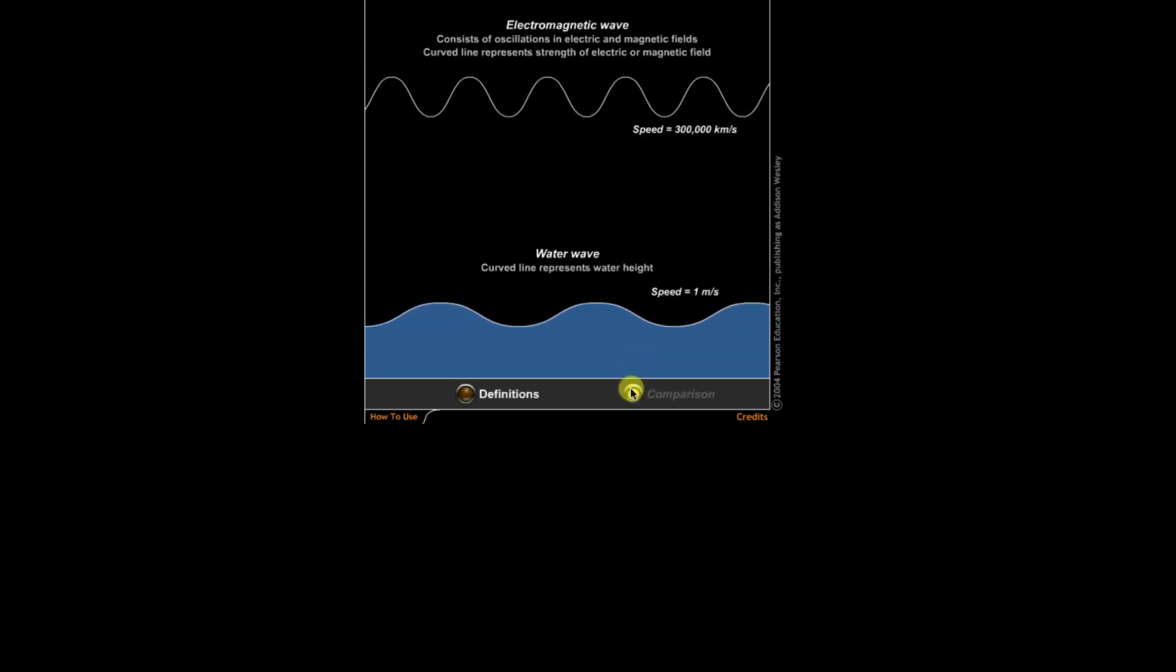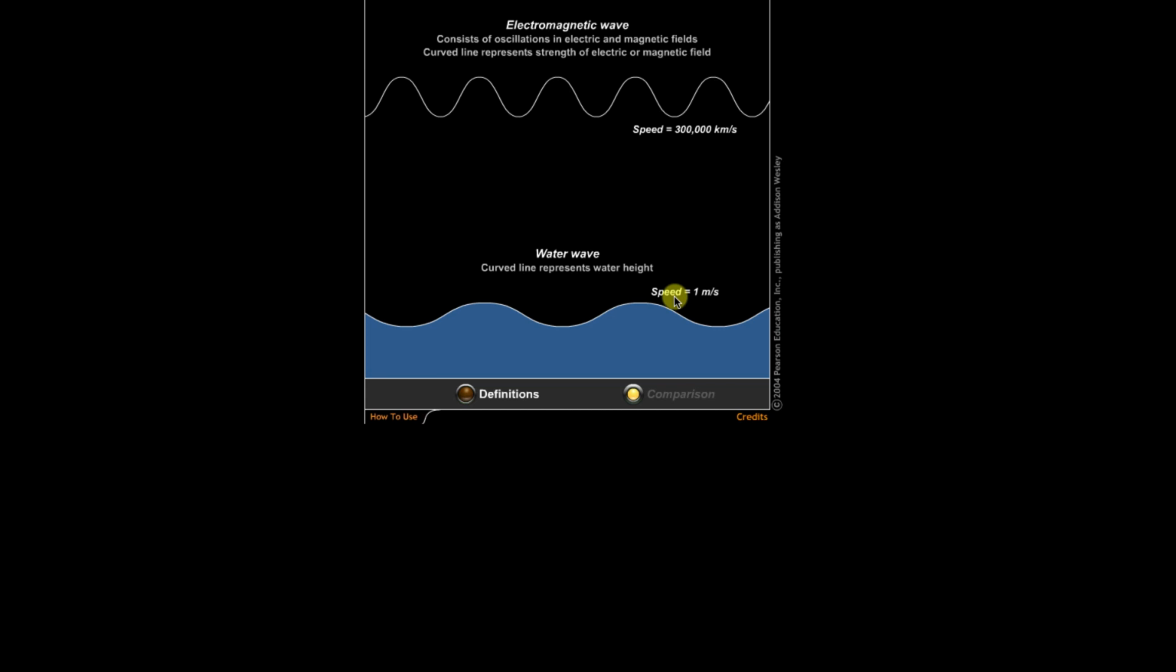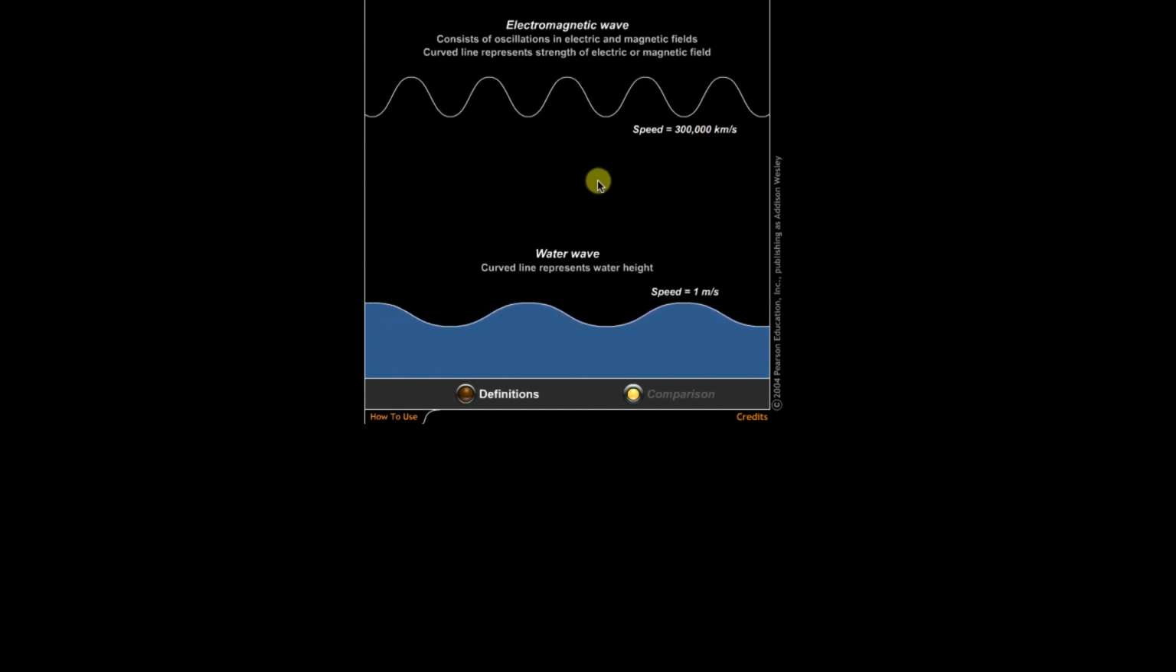If we compare light and water waves, water waves move at a much slower speed, right? About 1 meter per second, who knows? There's a variety of speeds. Electromagnetic waves, light waves, travel at a much higher speed, 300,000 kilometers per second. So light is very, very fast.